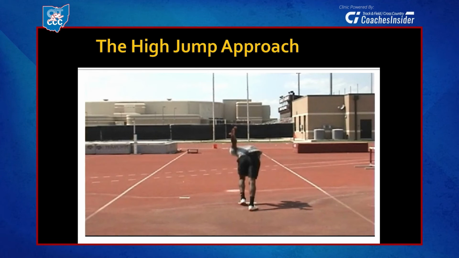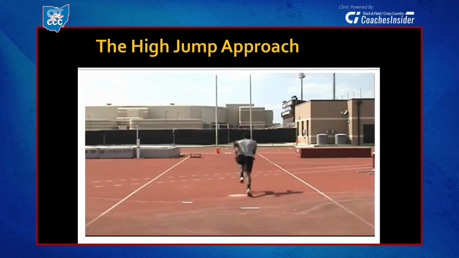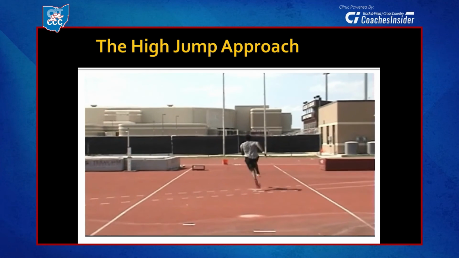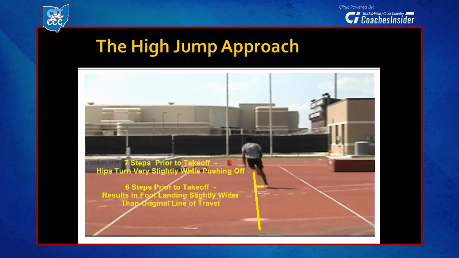Now here we're going to see some factors revolving around the initiation of the curve. Looking at this jumper from the back, you saw the nice strong push and a good drive phase. And right here, if you'll notice, his right foot is a little wider than the line on which he was traveling earlier. Now this is because, and again, this is a 10-step approach.